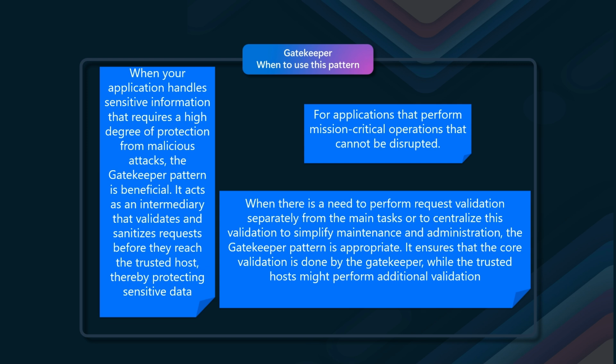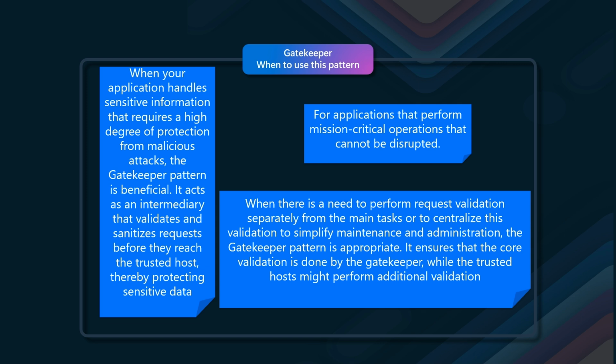For applications that perform mission-critical operations that cannot be disrupted, the gatekeeper pattern ensures that only validated and sanitized requests are processed, reducing the risk of malicious attacks and system failures. When there's a need to perform request validation separately from the main task or to centralize this validation to simplify maintenance and administration, the gatekeeper pattern is appropriate. It ensures that the core validation is done by the gatekeeper, while the trusted host might also perform additional validation, reducing the attack surface.